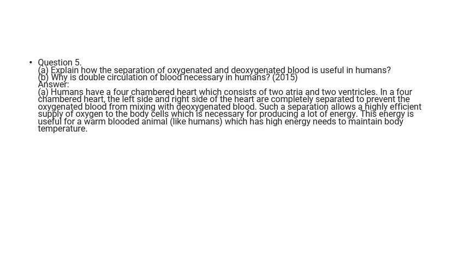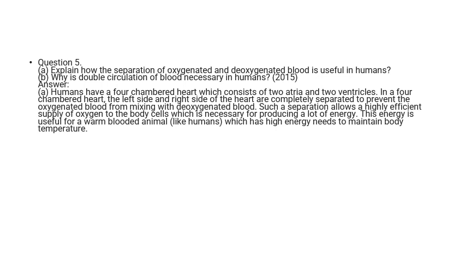I have given answers for many questions and a few I have not given answers for. You have to find them out. I think it will be easy for you to answer once you understand the concept better. So the next question is, explain how the separation of oxygenated and deoxygenated blood is useful in humans. Why is double circulation of blood necessary in humans?